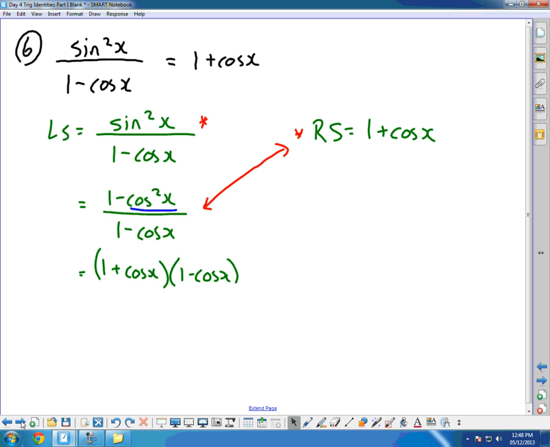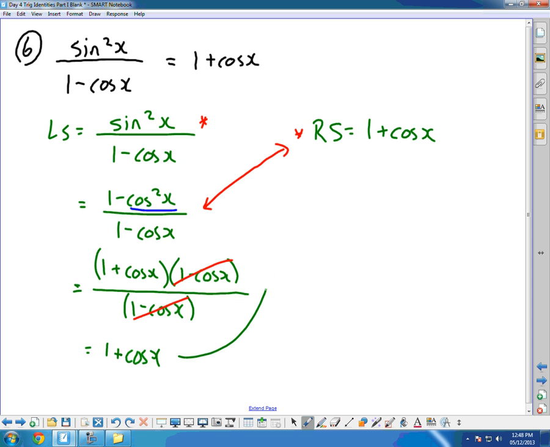All right, so that's the top. Of course, the bottom stays the same as 1 minus cos x. I'm just going to tidy up my work here, make sure my equal signs are in the right spot. And now, I see I've got this factor on the bottom, the exact factor on the top, they will cancel. And I'm left with 1 plus cos x, and that is the right-hand side, so therefore left side equals right side, and it is proven.